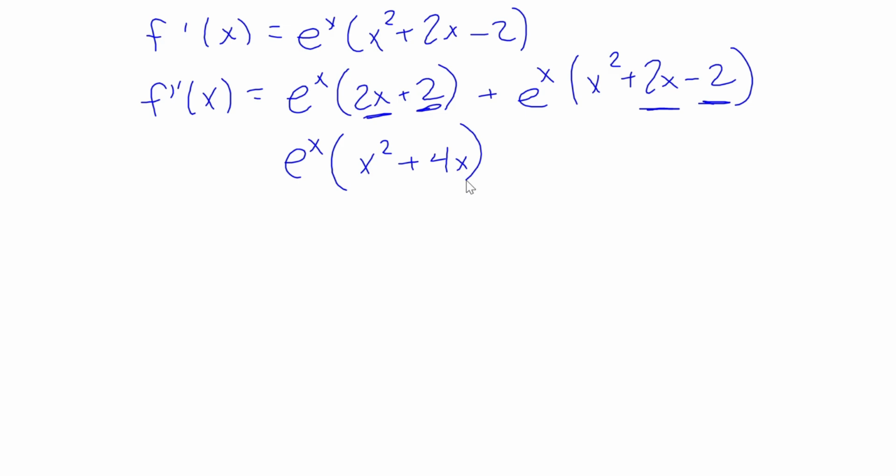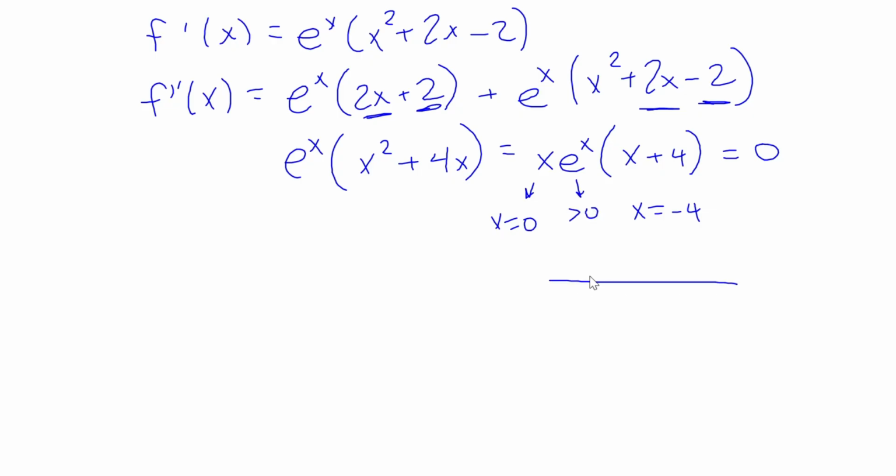So we've just got e to the x times x squared plus 4x, or if we want to factor that out further, it's x e to the x times x plus 4. We can see that we get x equals 0 and x equals negative 4 as our possible points of inflection. And of course, e to the x, we know, again, is always greater than 0, so we don't really have to worry about that. So we'll make our sign chart for our second derivative using negative 4 and 0 on it.